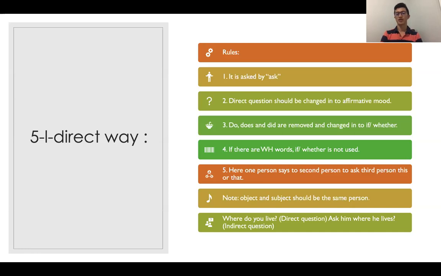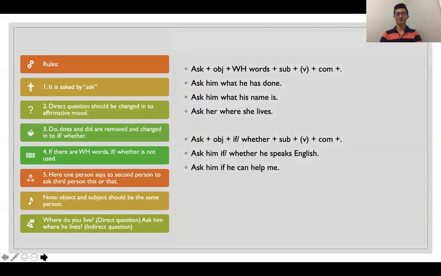Okay, so in this sentence, we use the positive formula. He lives where he lives. Ask him where he lives. It is an indirect question. There are more examples here. Look at that. Ask him what he has done. So you can use ask plus object plus WH word plus subject plus verb. I want to give you more details here.